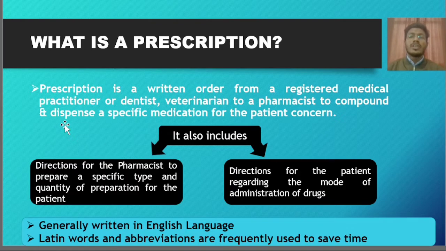Generally, a prescription is written in the English language. Along with it, Latin words and abbreviations are frequently used. These Latin words and abbreviations are used to save time, because we know that the number of doctors in our country is quite small. So they tend to use various abbreviations instead of writing the entire sentence, so as to save time.